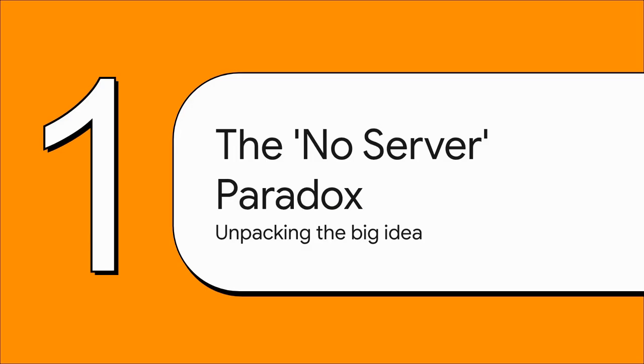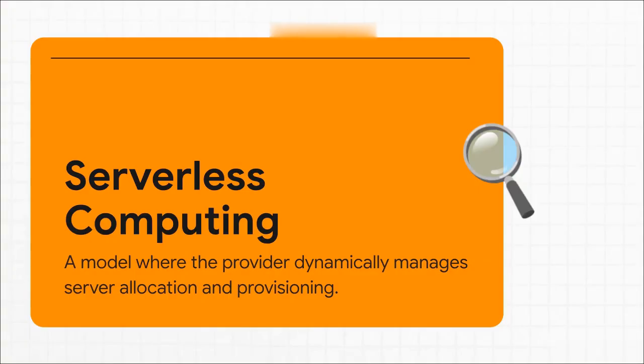So if the servers haven't actually vanished into thin air, what's really going on here? Let's dive into what it actually means to hand over the keys to the server room. Here's the official definition, but forget the textbook language for a second. The two most important words on this slide are dynamically manages. See, instead of you renting a server for a month or a year, the cloud provider instantly spins up just the right amount of resources to run your code for one specific task, and then, poof, spins them right back down the microsecond it's done.